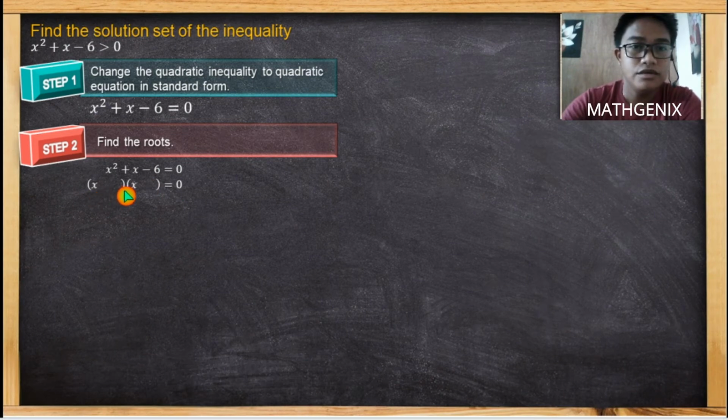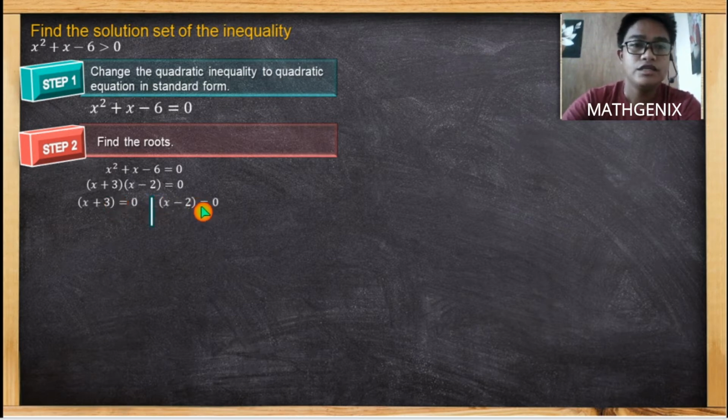Hahanap tayo ngayon ng factors ng x squared plus x minus 6 is equal to 0. So hahanap tayo ngayon ng dalawang numbers na ang product niya is negative 6 at saka ang sum niya is positive 1. So ano kaya yung dalawang numbers? So negative 2 at saka positive 3. So ito na yung factors: the quantity x plus 3 times x minus 2 is equal to 0.